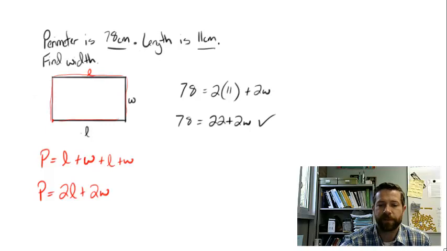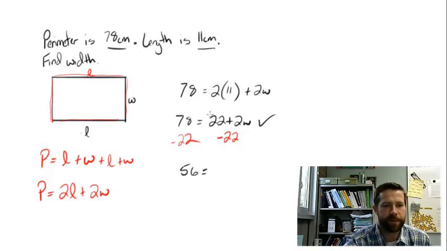Now we just need to solve this. We're going to solve this for W, which will be our width. To do this, I'm going to first subtract 22 from both sides of the equation. That would give me over here that I get 56, and then here the 22, that's why I subtract the 22, it cancels out. I'm just left with 2W. Finally, now we know that twice the width, or 2 times the width, is 56.